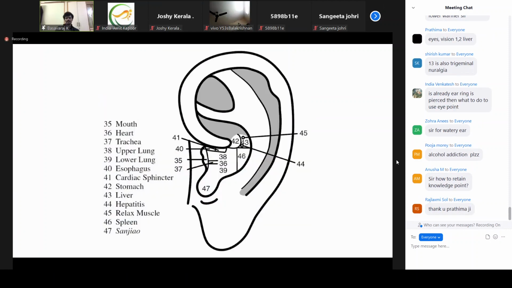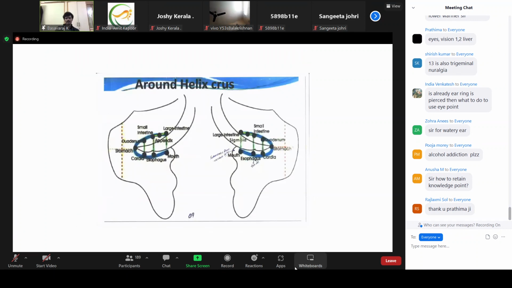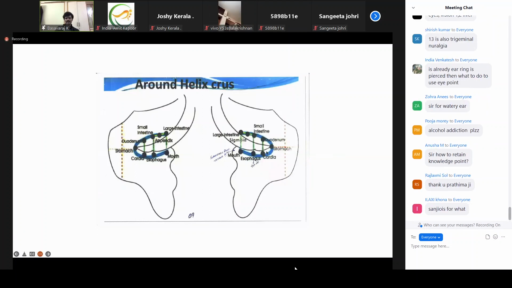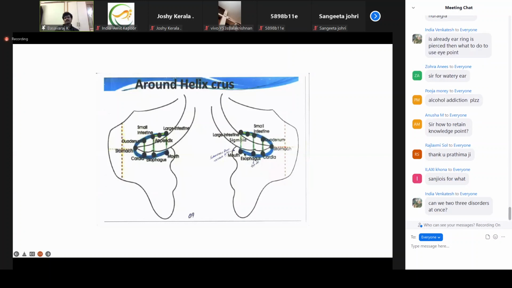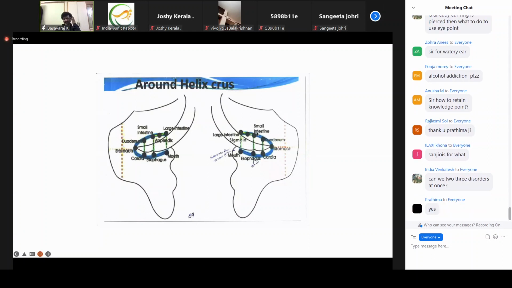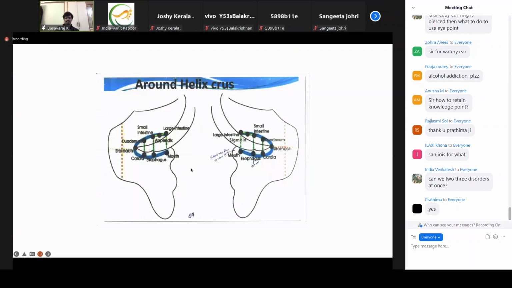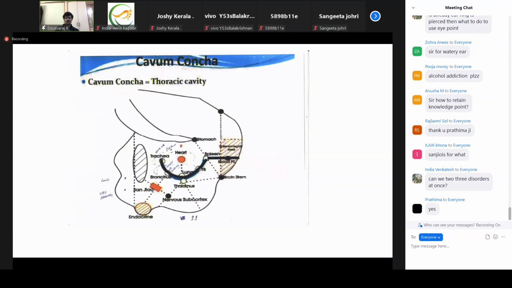This is the lobe. And around the helices, this we already discussed. This is the digestive tract around the helices: mouth, esophagus, stomach, duodenum, small intestine, large intestine. It comes around the helices where you are telling the 0 point. If acid reflux is there, esophagus and hiccups, all those things you can treat here. Okay, this is Kaum Kuncha.